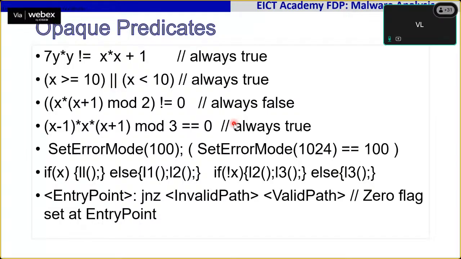So these are some predicates. This is always going to be false. Similarly, these are 3 consecutive numbers. Now, if you look at any 3 consecutive numbers, one of them has to be divisible by 3. So it is always going to be true.